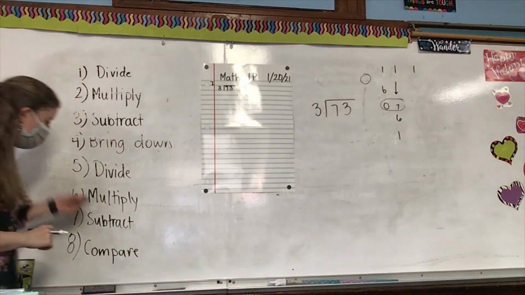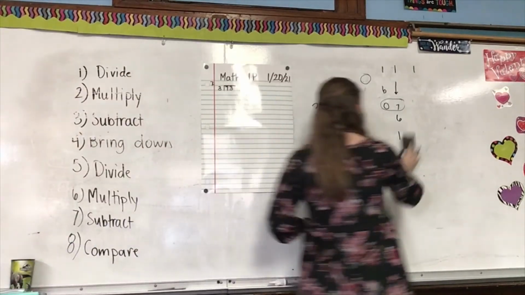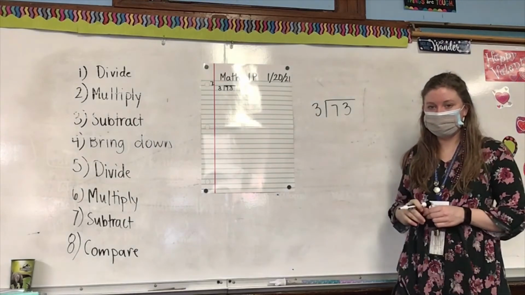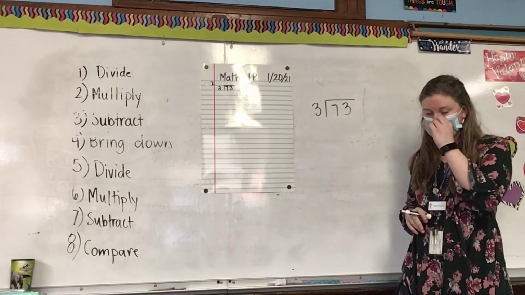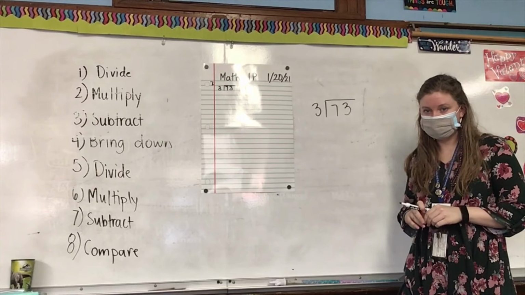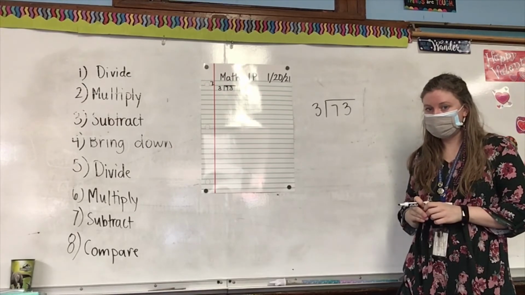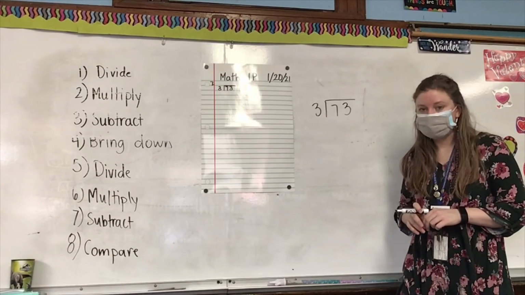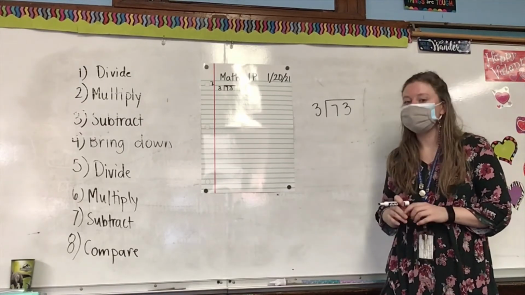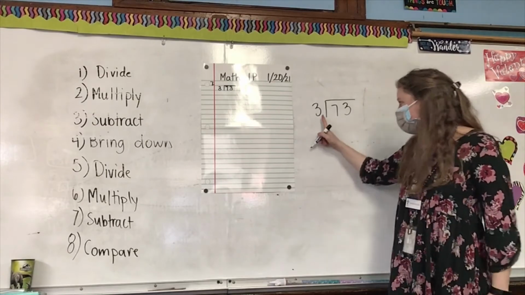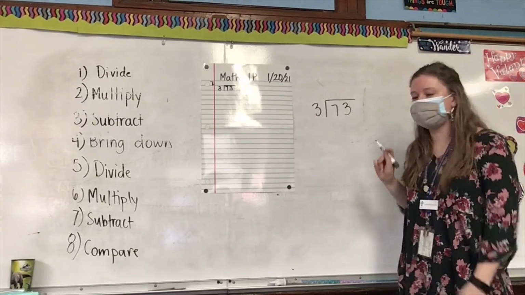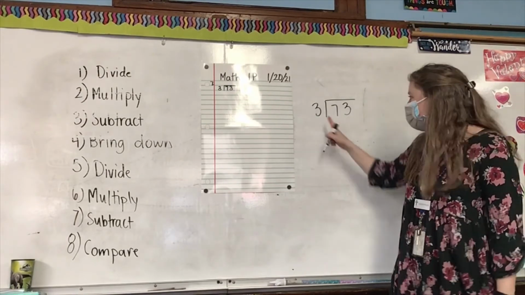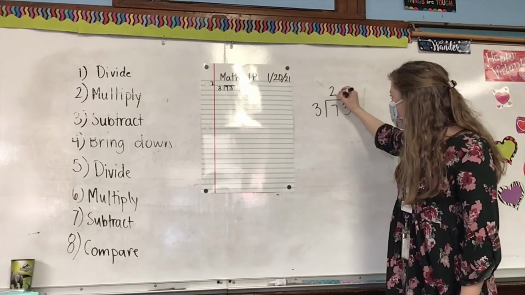I know I divide. What does that mean, Zari? What am I doing when I'm dividing the very first time? You're taking the divisor and you're seeing how many times you put it in the first digit in your dividend. Good. So I'm seeing how many times my divisor will go into the first digit of my dividend. How many times is that, Zari? 2. 3 will go into 7 2 times.